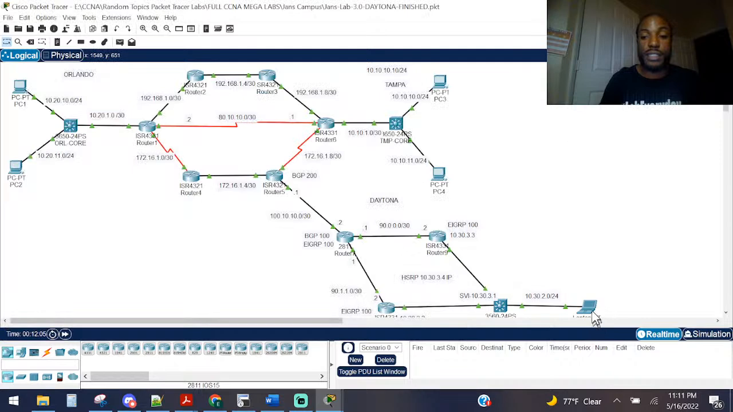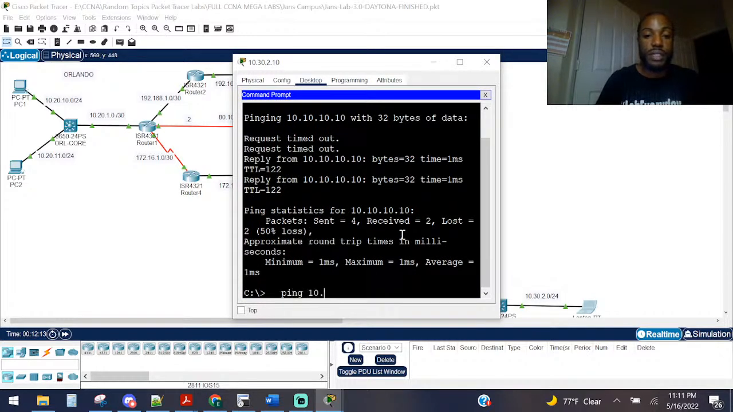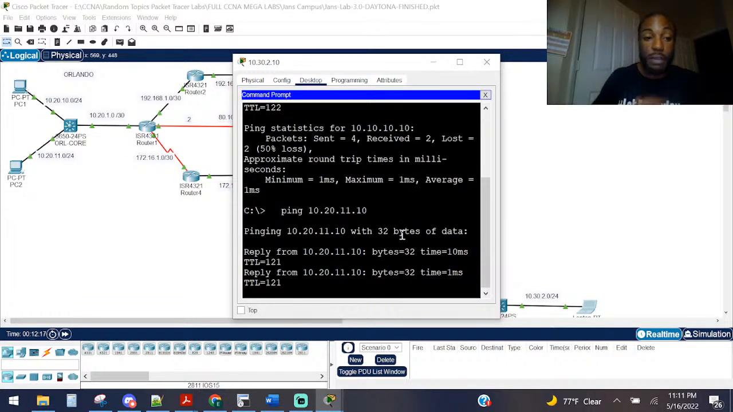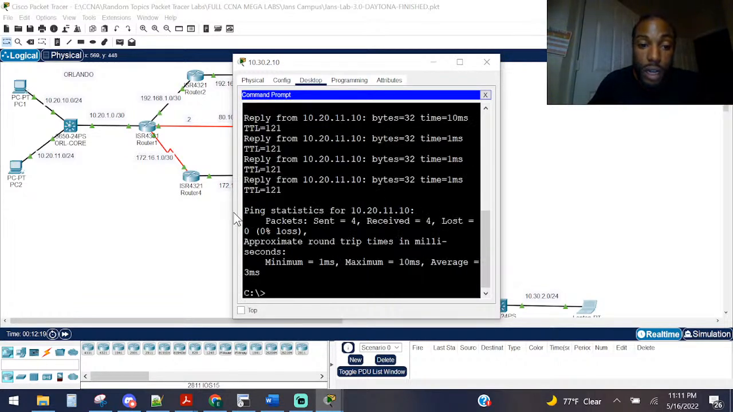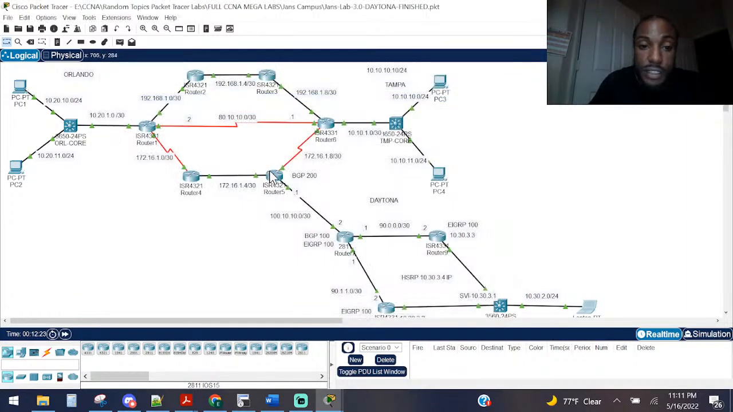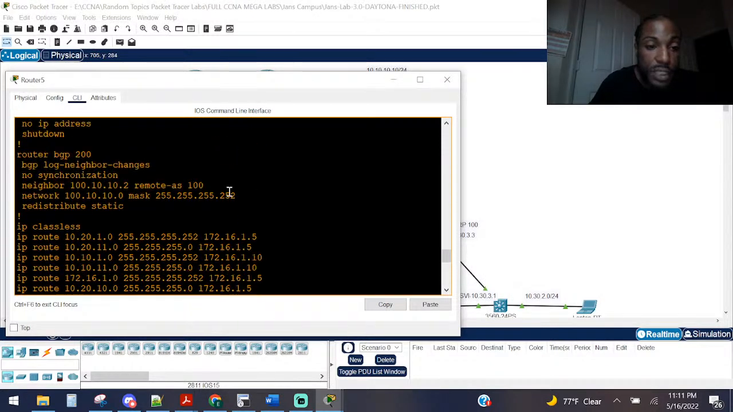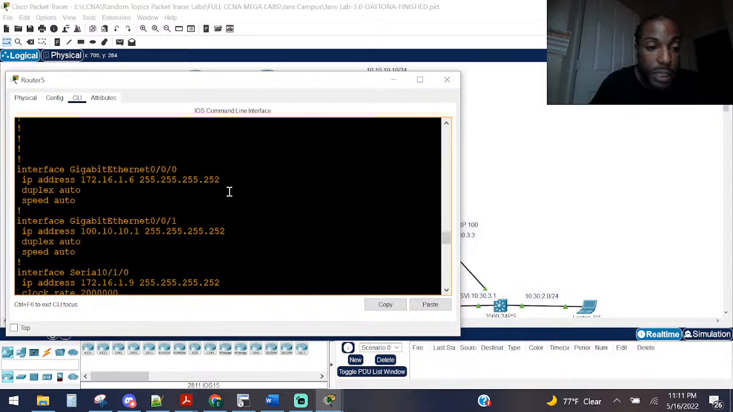Right? Yes, because see, he can ping anywhere. I'm going to have the laptop ping somebody in Orlando, which is 10.20.11.10. So ping 10.20.11.10. He can ping Orlando, but I'm not sure what is different. I might sit down and compare the two and see what I was missing, but I was able to get it working before.